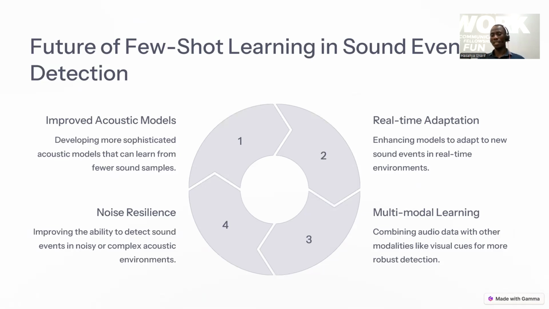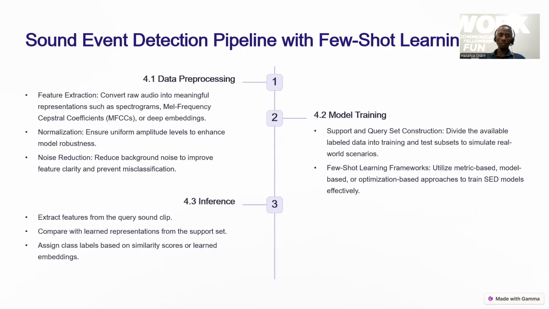Then multimodal learning, which involves combining audio data with other modalities such as visual for more robust detection. Then noise resilience, improving the ability to detect sound events in noisy and complex acoustic environments, which we always find in real life. Take for instance Kampala downtown. In case this model is being used in Kampala downtown, can it be able to detect that this noise or this sound is a siren or something similar to that?